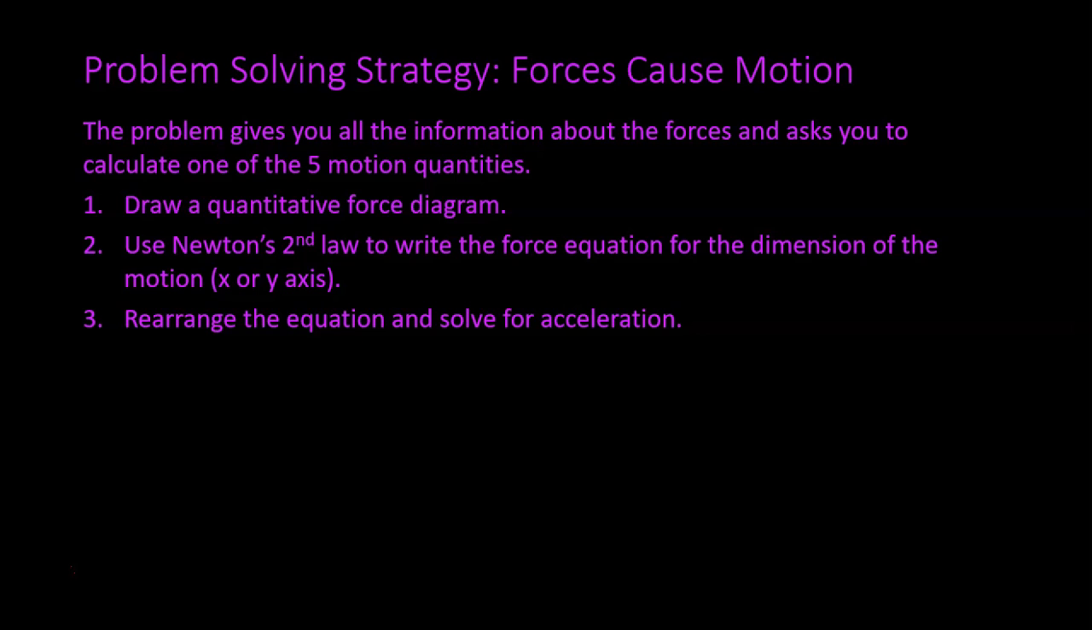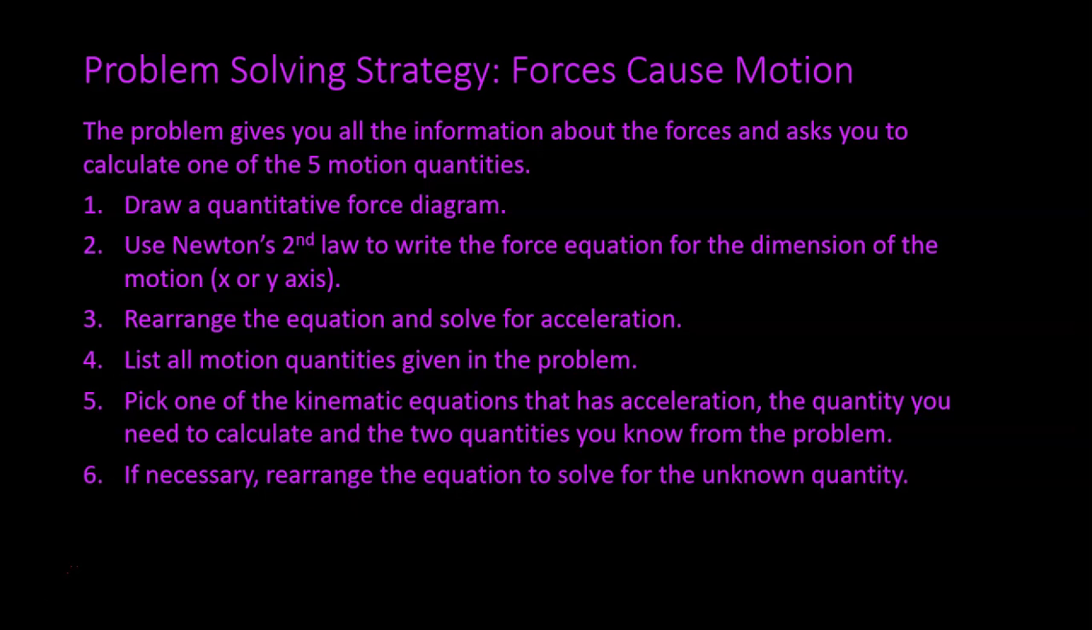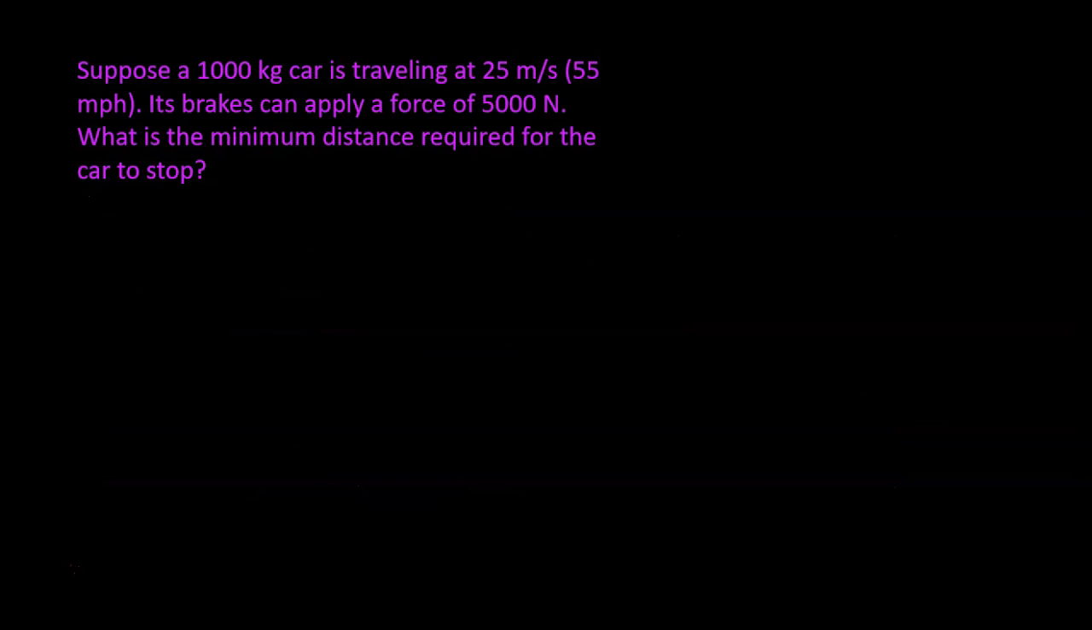Once you've written the force equation, you want to rearrange it to solve for acceleration. Then, once you have acceleration, go back to the word problem and list all the motion quantities you're given in the problem. Next, pick one of the kinematic equations. It has to have acceleration, the quantity you need to calculate, and the two quantities you know from reading the problem. If the equation isn't set up to solve for the unknown quantity, you'll need to rearrange it so you can solve for that unknown quantity, and finally calculate the answer. Let's put this strategy in practice.